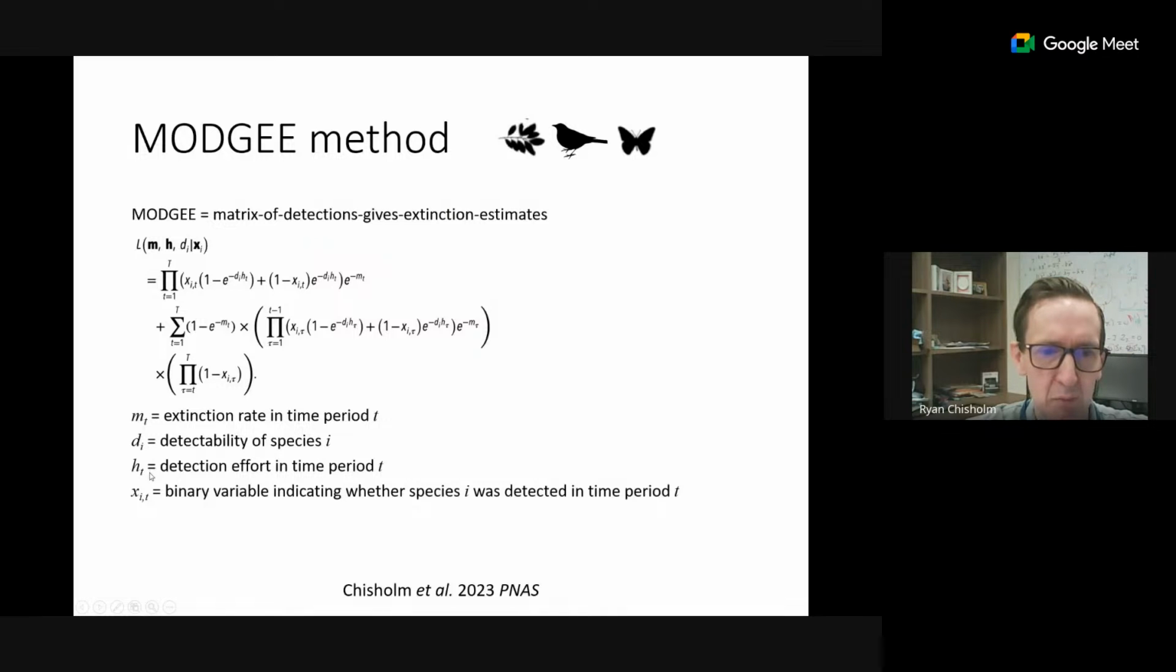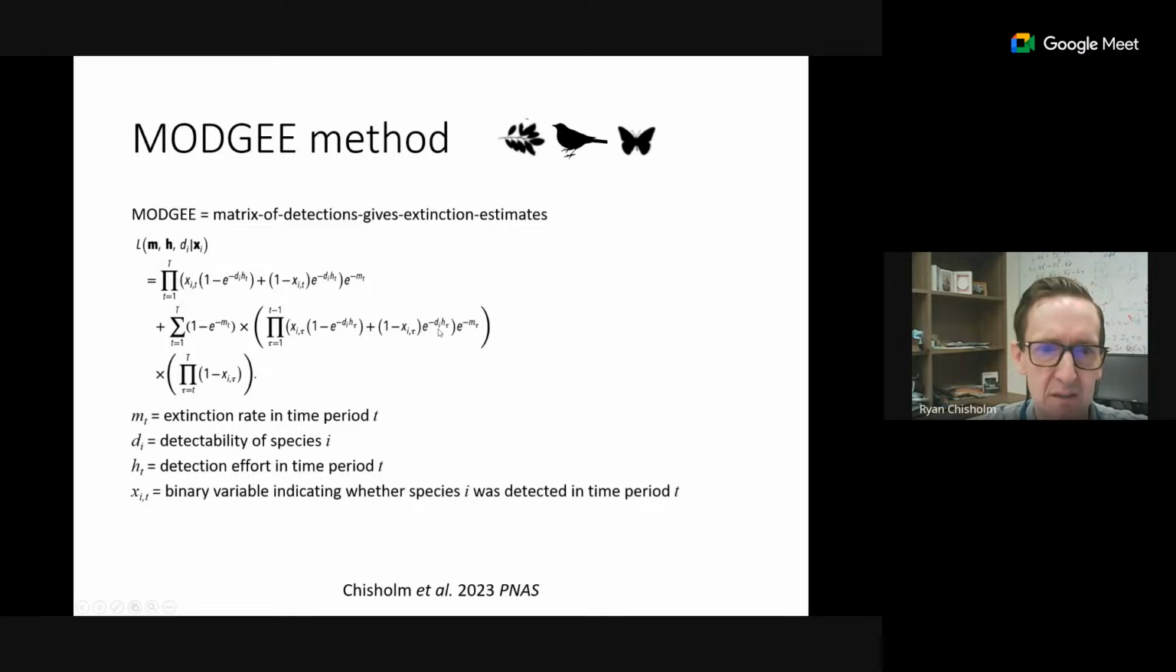We have a parameter for the detectability of each species, a parameter for the detection effort in time period t, and then this x_it is the binary matrix that I just showed you. And so we need to infer these m, d, and h parameters from that matrix, and then we can estimate the total extinction rates.